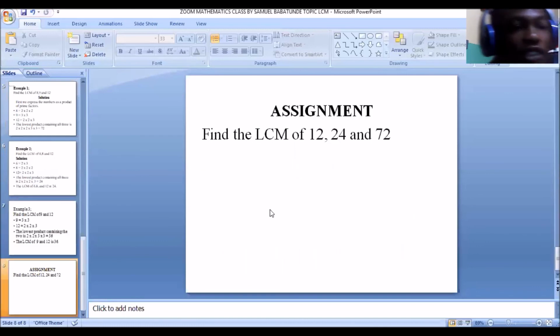Now I give you an assignment. I say you find the LCM of 12, 24, and 72. And I say this assignment is to be submitted where? On the WhatsApp page.